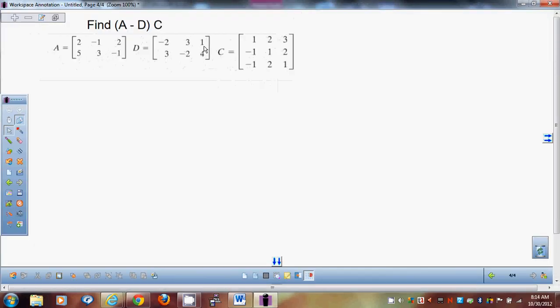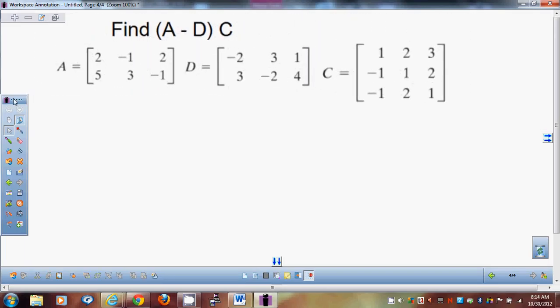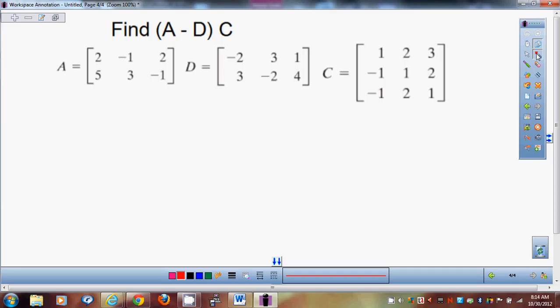The first one, A minus D times C. Can I subtract A minus D? Yeah, they're the same dimensions. They're both 2 by 3. So when I subtract A minus D, which will go into this matrix, 2 minus negative 2 is 4. Negative 1 minus 3 is negative 4. 2 minus 1 is 1. 5 minus 3 is 2. 3 minus negative 2 is 5. And negative 1 minus 4 is negative 5. Questions on that step?